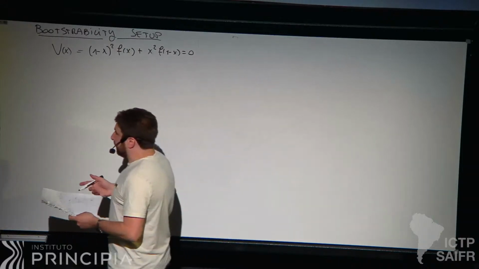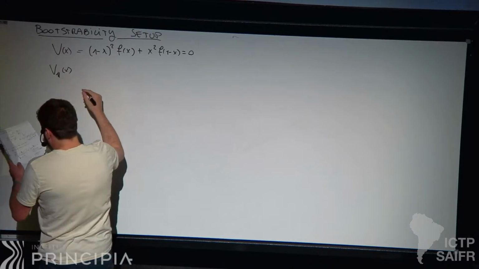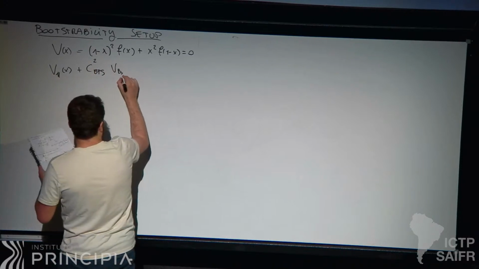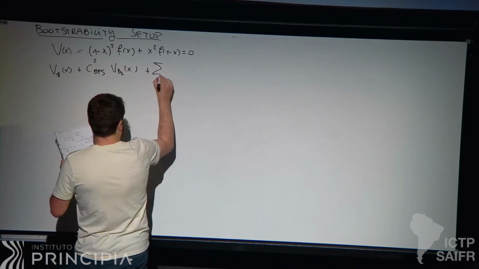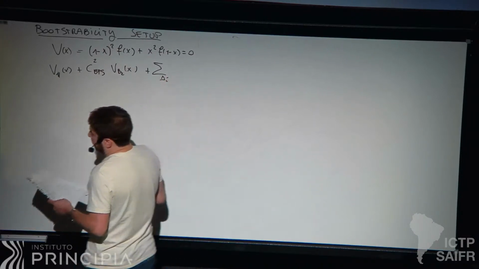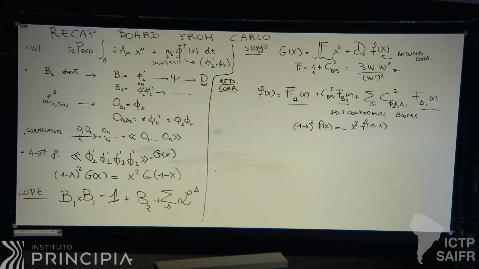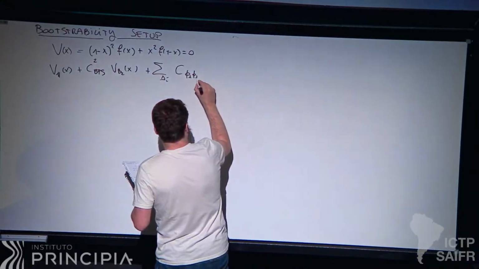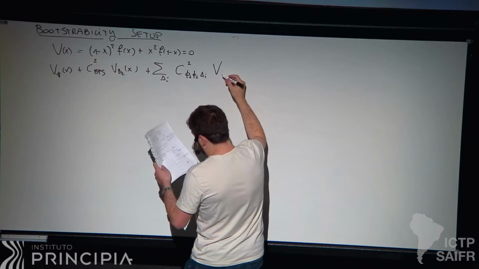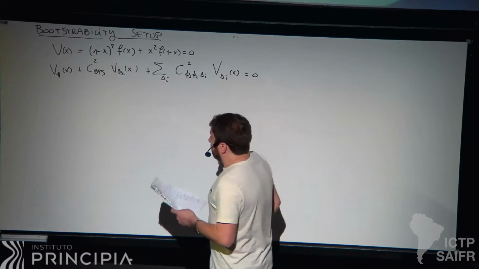Okay, so let me do it. Is v identity of x plus CBPS VB2 square of x plus the sum over all the delta I, the OP coefficient, phi orthogonal delta I square, and v delta I of x. And this is equal to 0 automatically. What is the good stuff here?